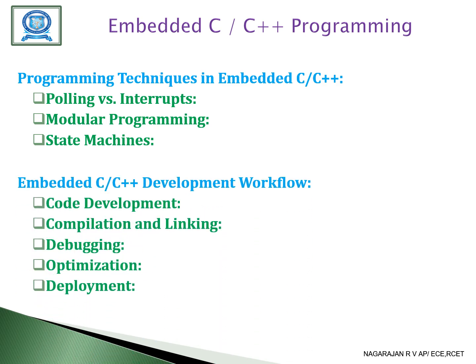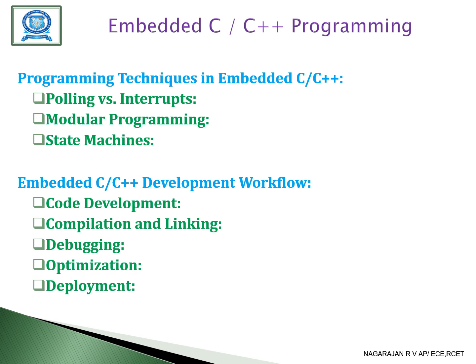So now let us see the embedded C++ development workflow. First we need to develop the code, then compilation, then debugging, then optimization, and after that we deploy it on the hardware. Code development means writing the application code using an integrated development environment that supports embedded C and C++. Next, compilation and linking. Compile the code into machine code using a cross compiler specific to the target microcontroller. The linker combines the compiled code with startup files, libraries, and memory allocation information to create the final executable.